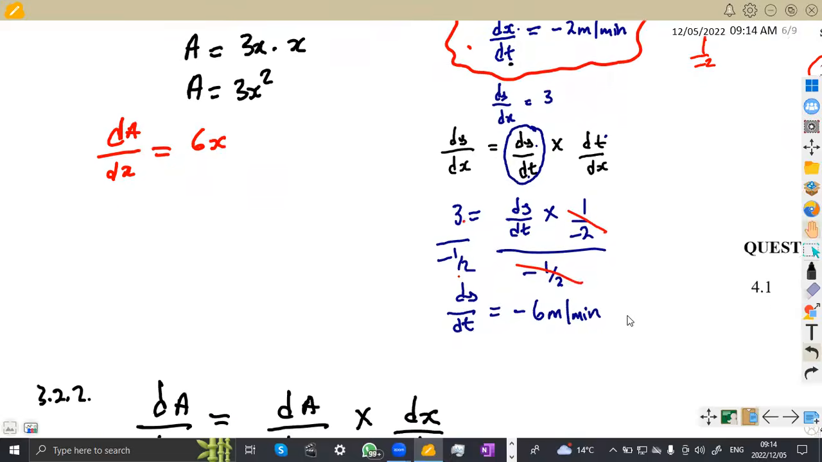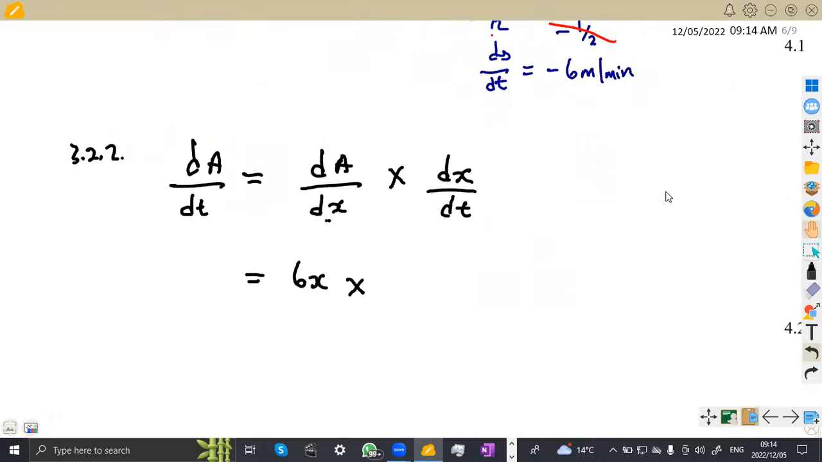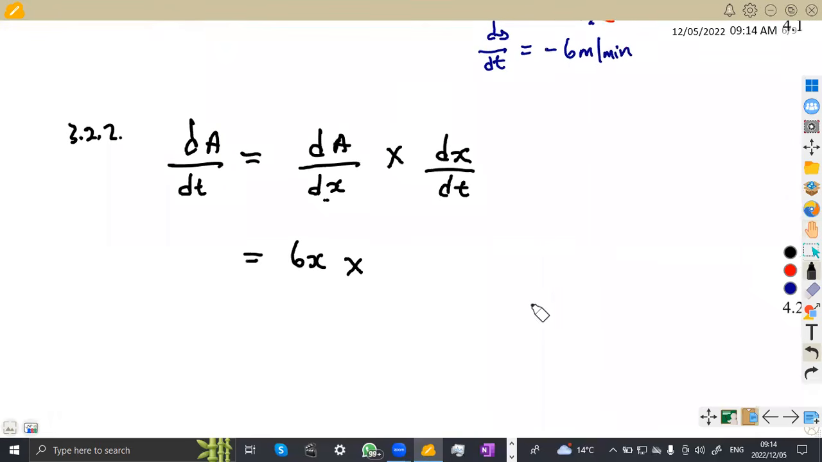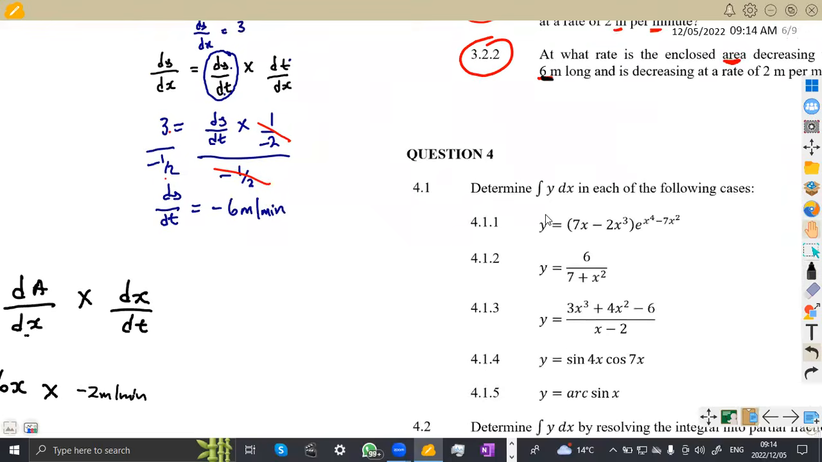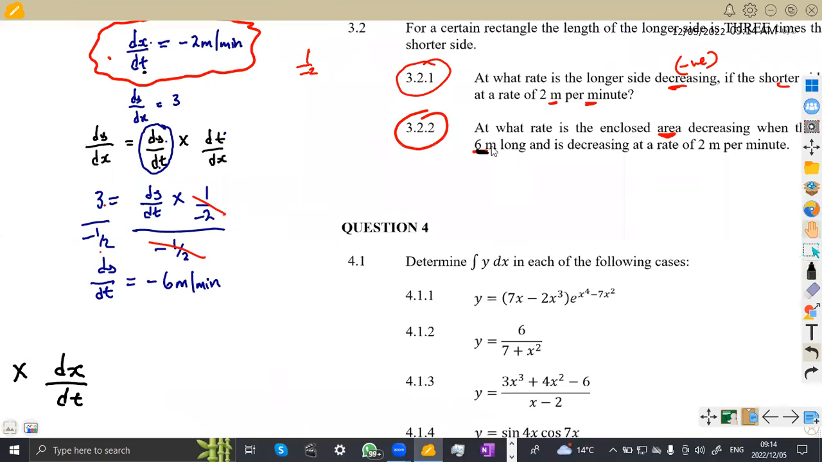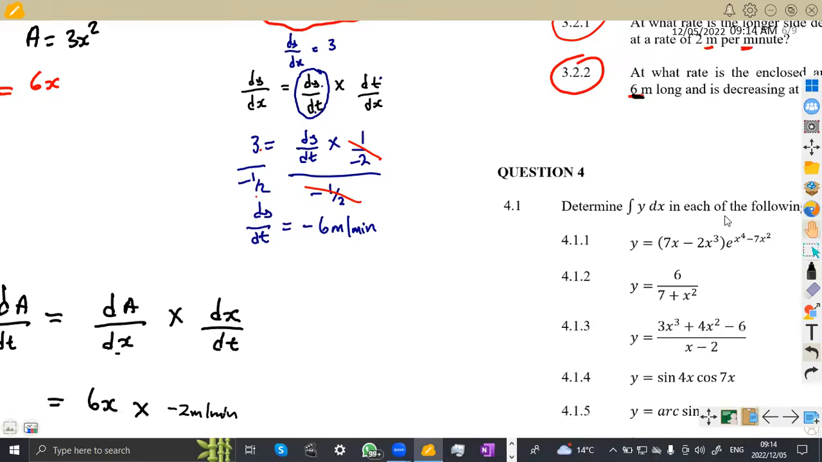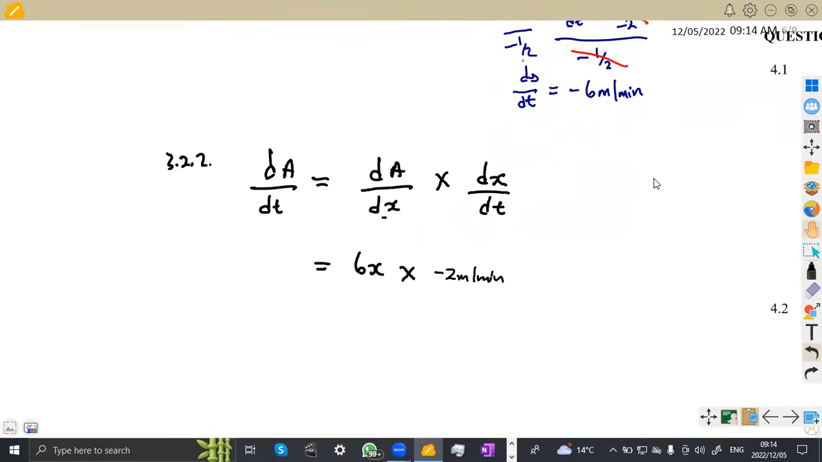So we're just going to substitute -2 meters per minute. All right, so this is going to be 6x times -2 meters per minute, because this is supposed to be a numerical value. So where are we going to have this x? x is now going to be taken from here because we are given that the width, which is the shorter side, is 6 meters. So we are going to substitute 6 meters from there.